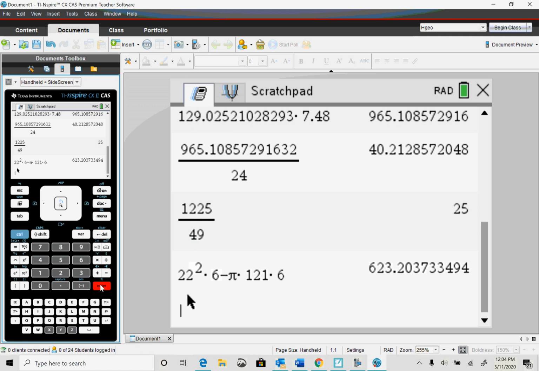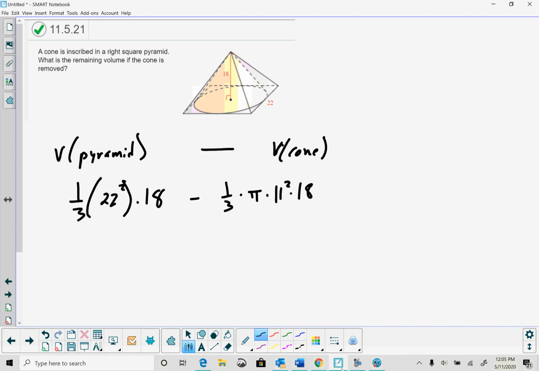So let's force the decimal approximation on that. So if the direction said to the nearest tenth, let's round that off at 623.2. Now in this case, they didn't say centimeters, feet, parsecs, whatnot. We don't need units of measurement for our final answer.